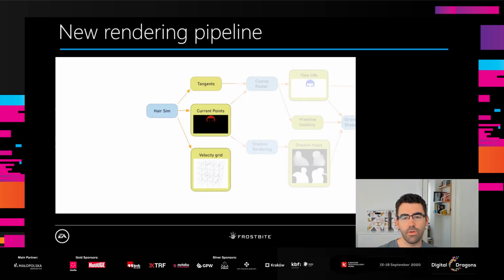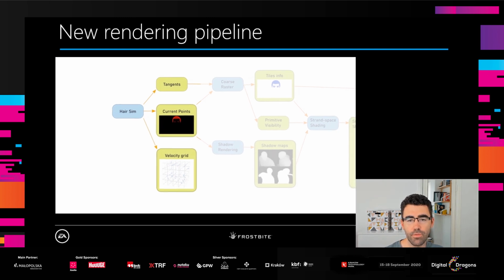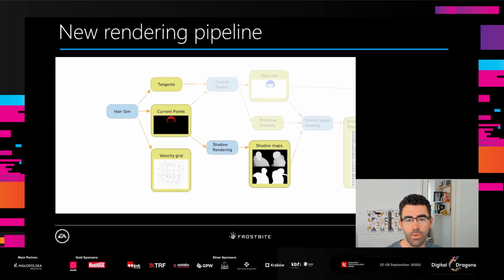Now let's go into an overview of our new hair rendering pipeline. It begins with the hair simulation providing us with the position, orientation, and velocity of each of the strands. This data goes first into the shadow rendering, where we render hair either to normal shadow maps or to deep opacity maps. You can check the SIGGRAPH 2019 presentation we did for more details on this.